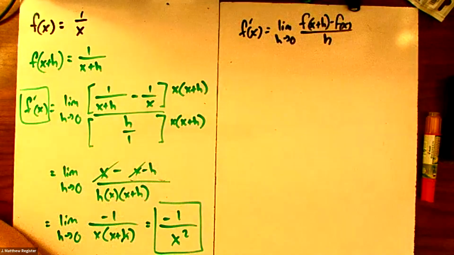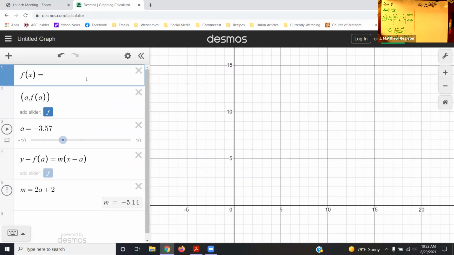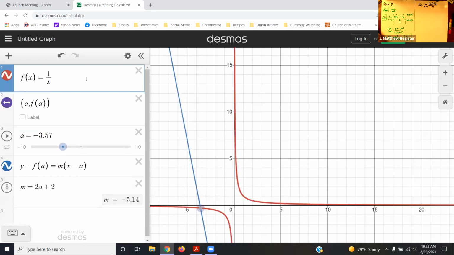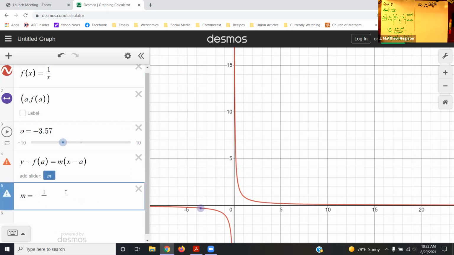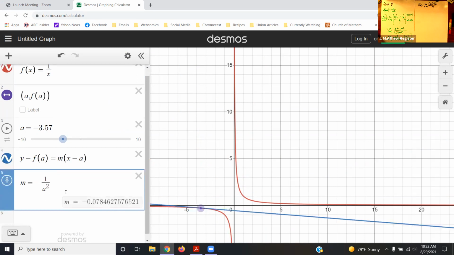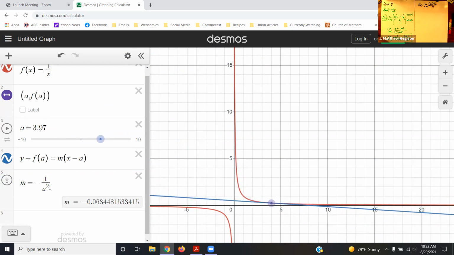Thinking about the visual for this, let's go back to our good friend Desmos. So now our new function is 1 over x, and we found the slope to be given by -1 over a squared. And sure enough, no matter where we are on this curve, it is going to give us the tangent line. And so this -1 over a squared is the slope at any value a.